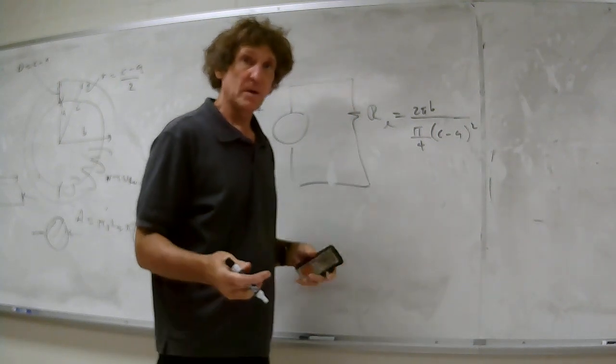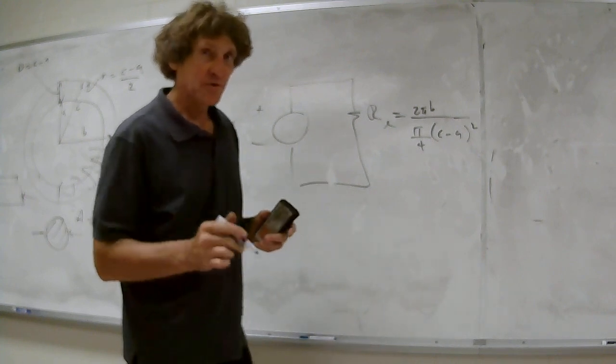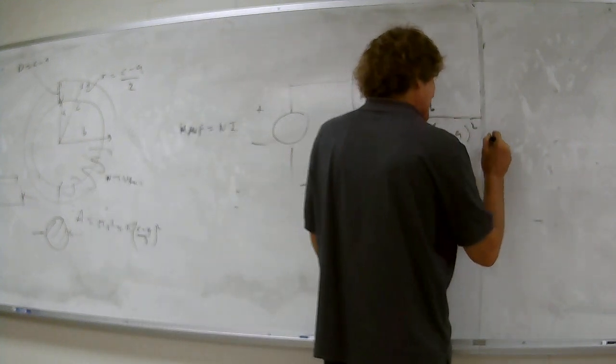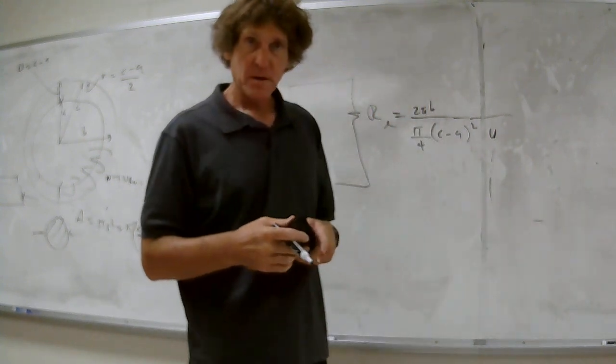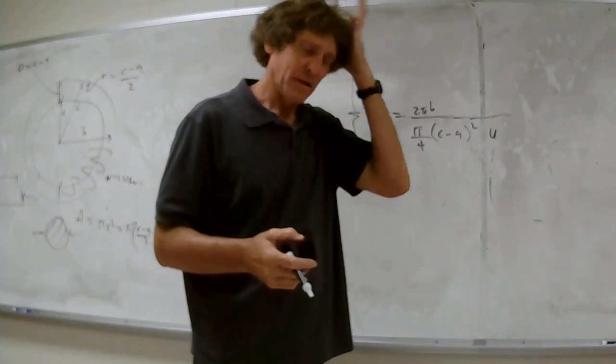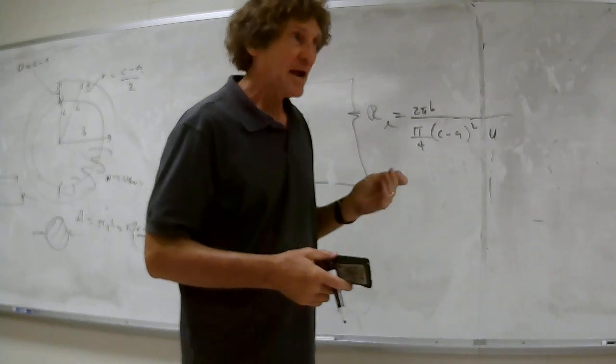I hope you all follow. And then mu, right? We're going to put the mu in in a second. So then it's divided by mu, and mu is mu relative, mu r, or mu naught times mu r. Okay? Now we have that.